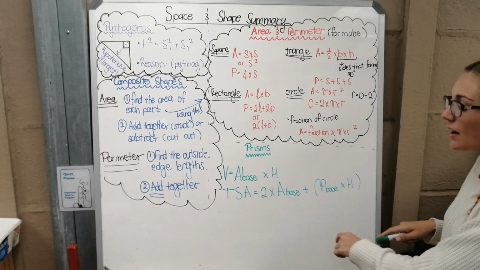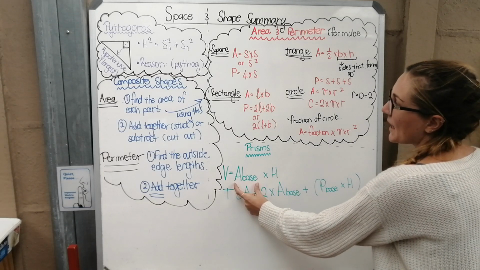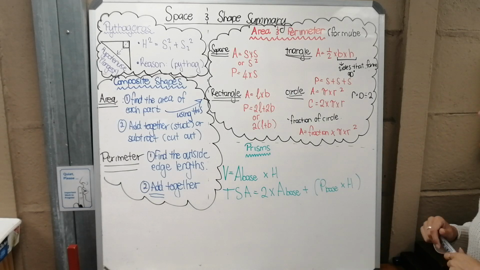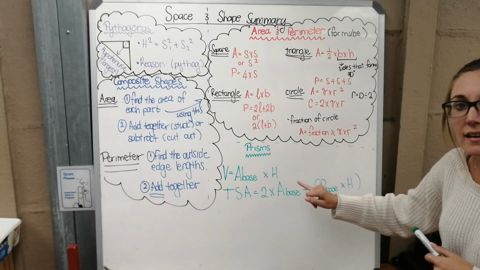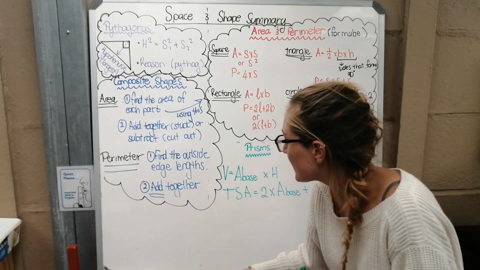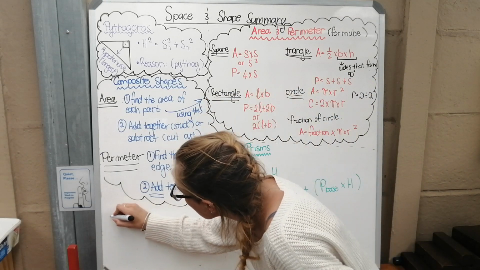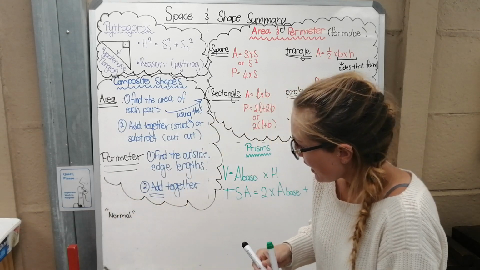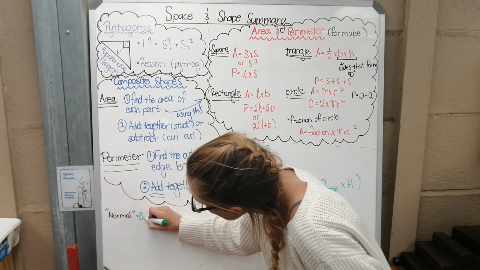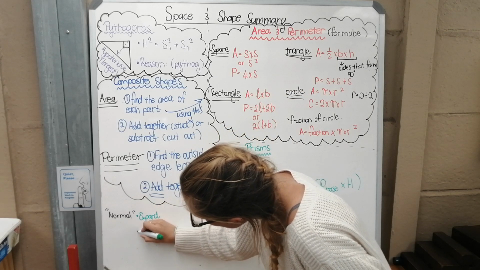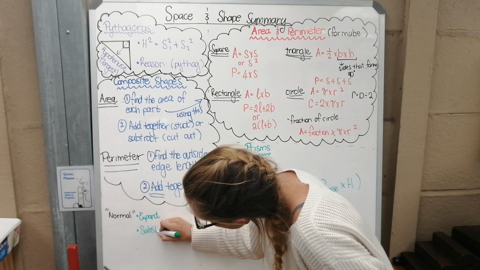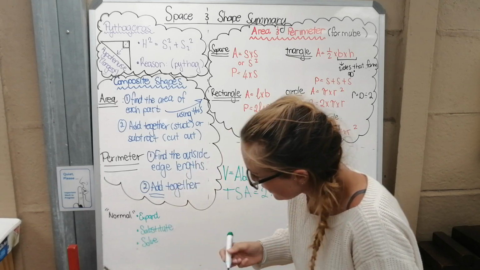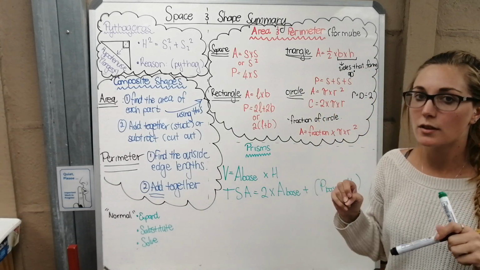So let's say it's a square, we would rewrite this, but instead of a base, we would put side times side, and then substitute, and then solve. Okay, so if it's a nice normal shape, you expand, substitute, solve. So I'm going to write that here. Okay, so if it's a normal, in inverted commas, shape, then you're going to expand, then substitute, and then solve. That's all there is to it if it's a, quote, normal prism.